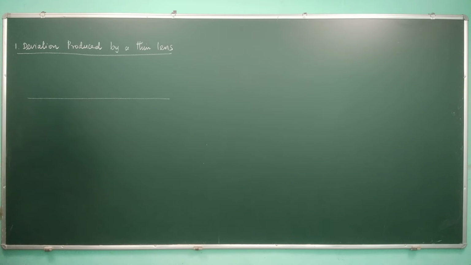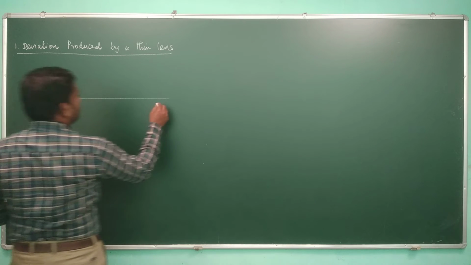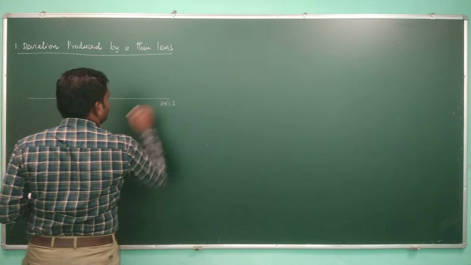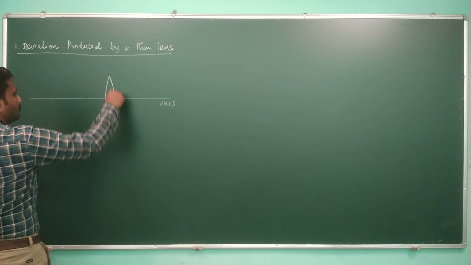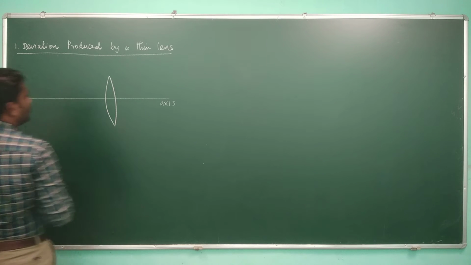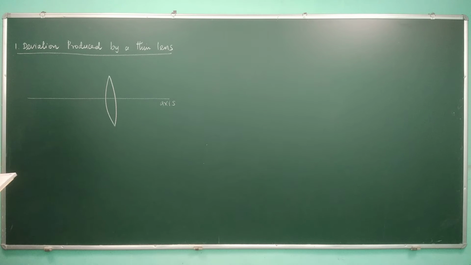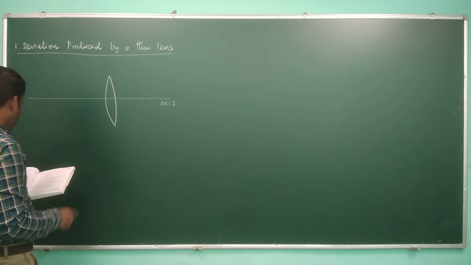So this is the optical axis or principal axis of a lens. A lens is placed here. It is a small thin lens. Now we need to calculate the deviation suffered by an incident light when it passes through this lens.